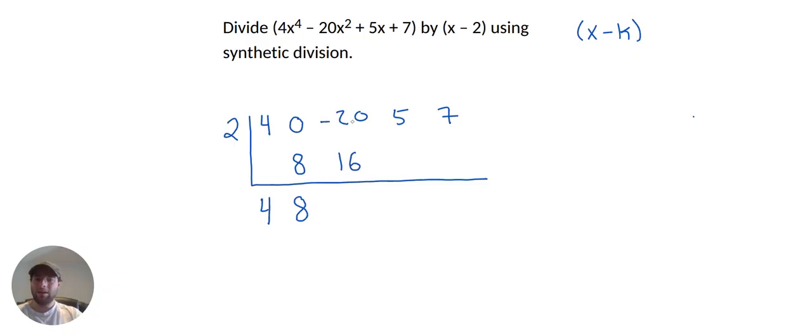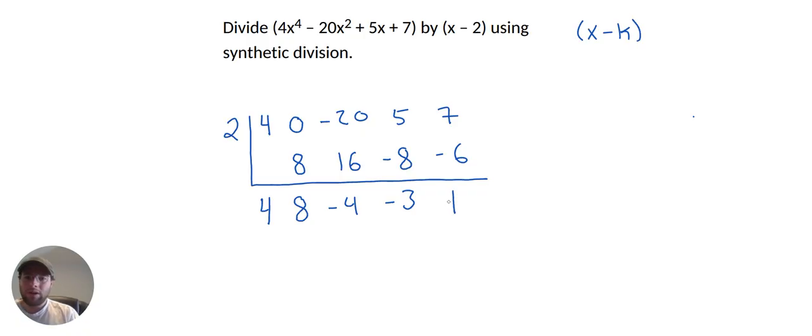And then we're going to add again, so negative 20 plus 16, that's going to give us a negative 4. And then we're going to multiply the 2 times negative 4, which gives us negative 8. And so we're going to get negative 8 here. And then we're going to add together the 5 plus negative 8, which is going to give us a negative 3. And we're going to do 2 times negative 3, which will give us a negative 6 here. And then we're going to add those together, which will give us a positive 1.